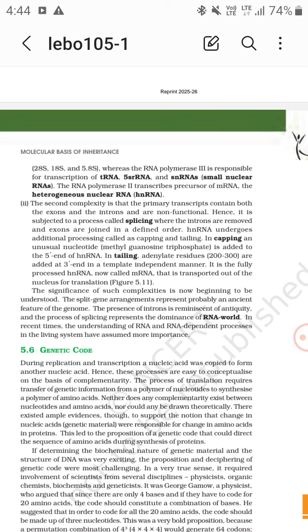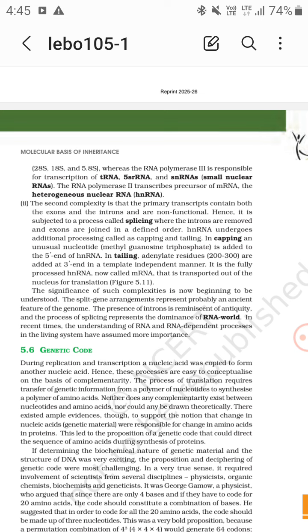So hnRNA undergoes additional processing, called capping and tailing. In capping, an unusual nucleotide, methylguanosine triphosphate, is added to the 5' end of the hnRNA, and in tailing, adenylate residues, that is 200 to 300, are added at the 3' end in a template independent manner. Okay, so it is fully processed hnRNA, now called mRNA. The fully processed mRNA is transferred out of the nucleus for translation.